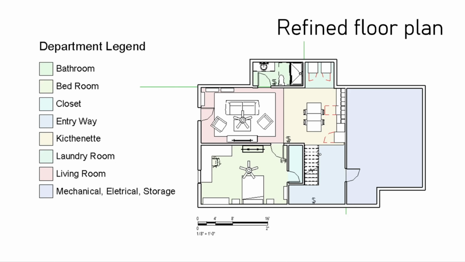Now, here is the refined floor plan, color-coded for each of the spaces, with the furniture already laid out that would reflect upon the renders later.